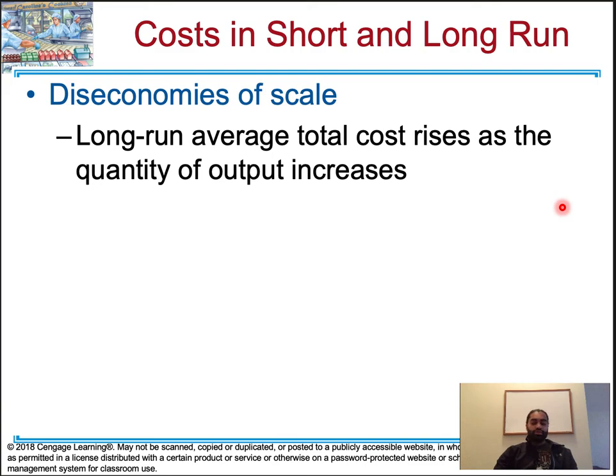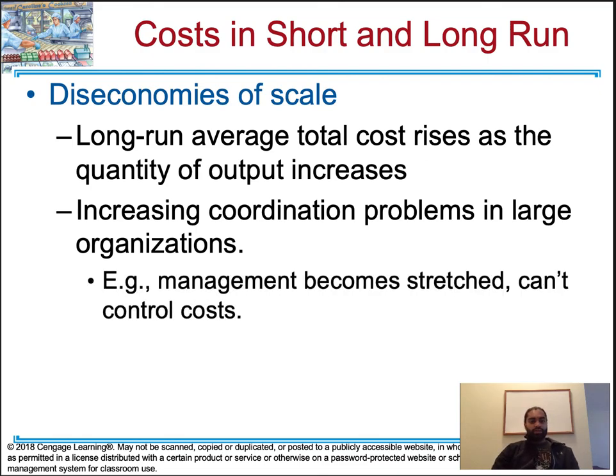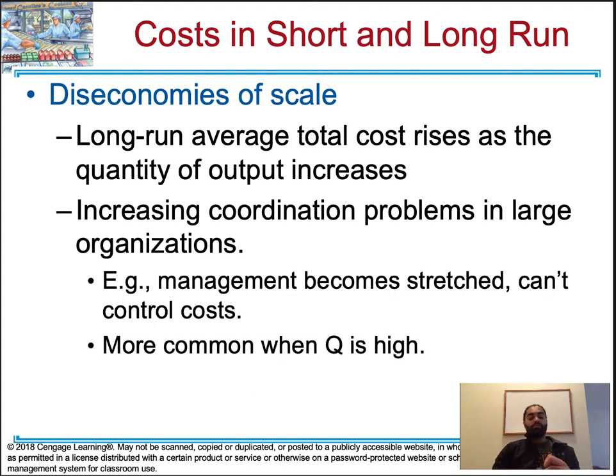Diseconomies of scale, as you produce more, your costs are increasing. This is an increasing coordination problem in large organizations. This might just be saying that your company is growing so much that you have no handle over it. Management becomes stretched. Let's just say you have a factory of 5,000 people and you just have one manager overlooking it. You can't control the cost. You can't look at every single process and say, okay, we need to reduce costs here, here, and here. It's just not efficient. So again, you're growing so fast, you're producing so much that you can't control these costs. You can't maintain this profitability, and this is much more common when the quantity is much, much higher.